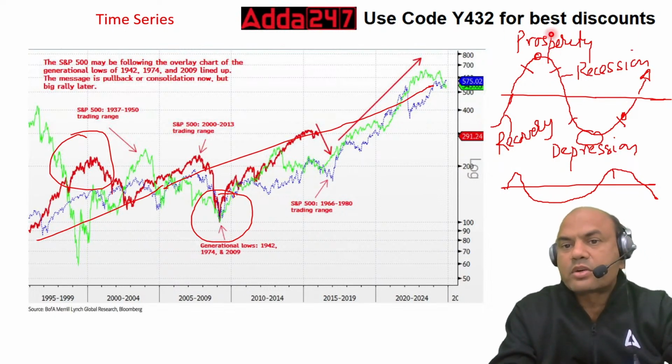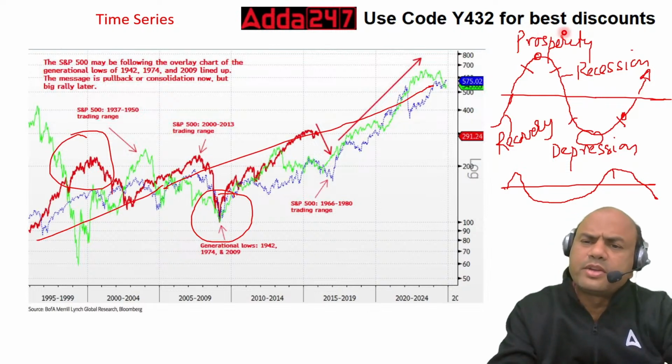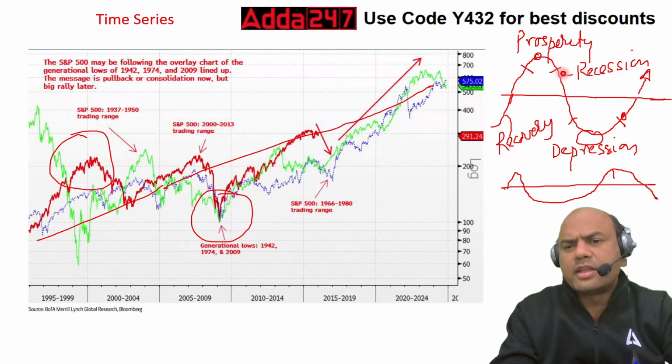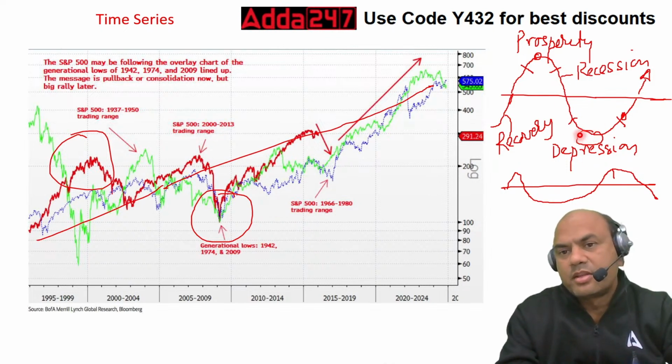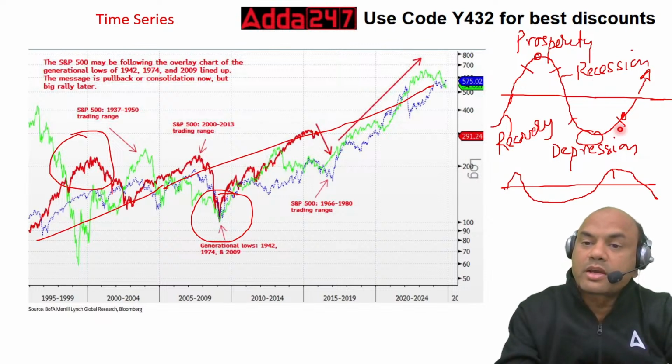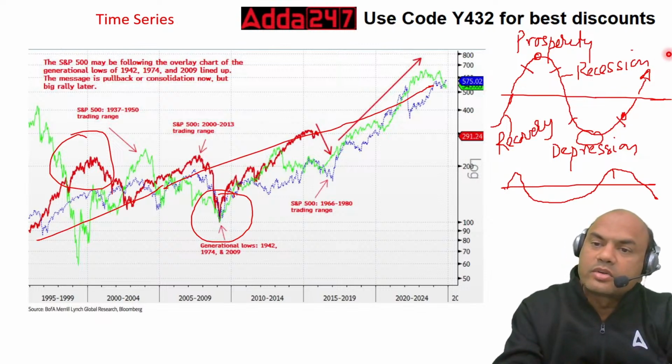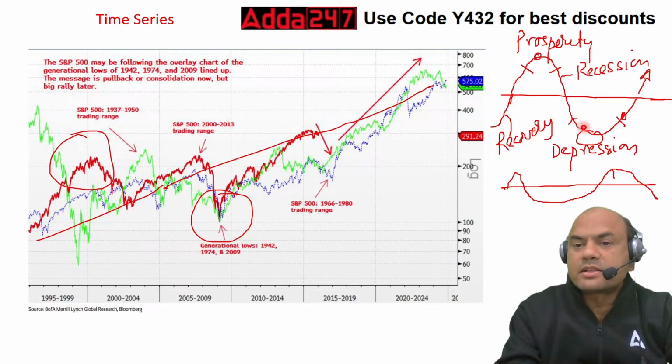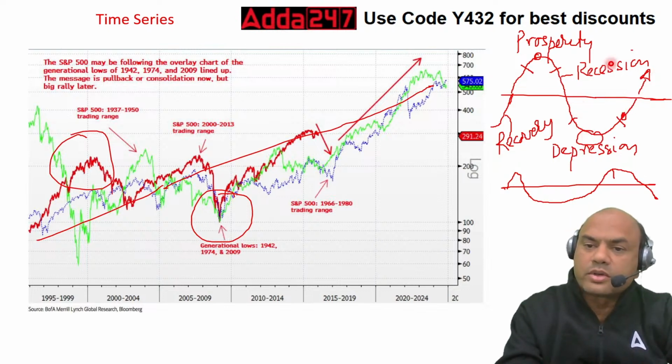Prosperity, it's at the top. Here you have huge money. Then comes recession. Then recession increases, it goes into depression. From depression, it goes into recovery again. Again, it goes to prosperity. Again, recession, depression, recovery, goes on and on.